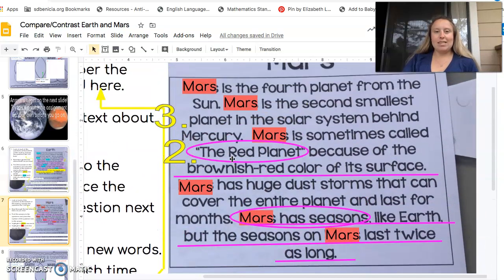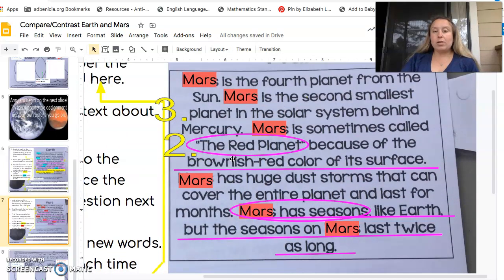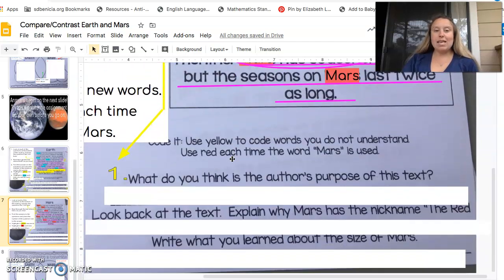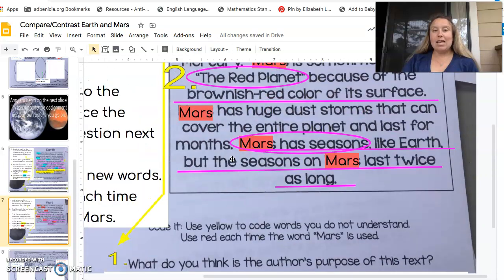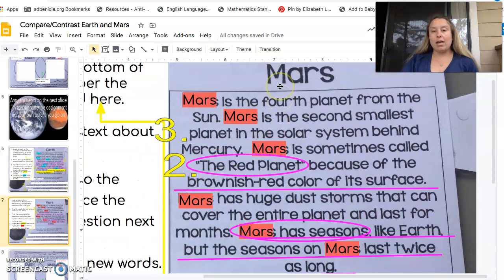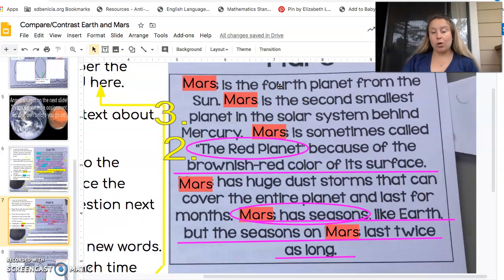Okay, so in this one we wanted to do the same thing. We wanted to read through the questions and number the questions and then mark in our reading where the answers were. So you can see I also highlighted the word Mars.